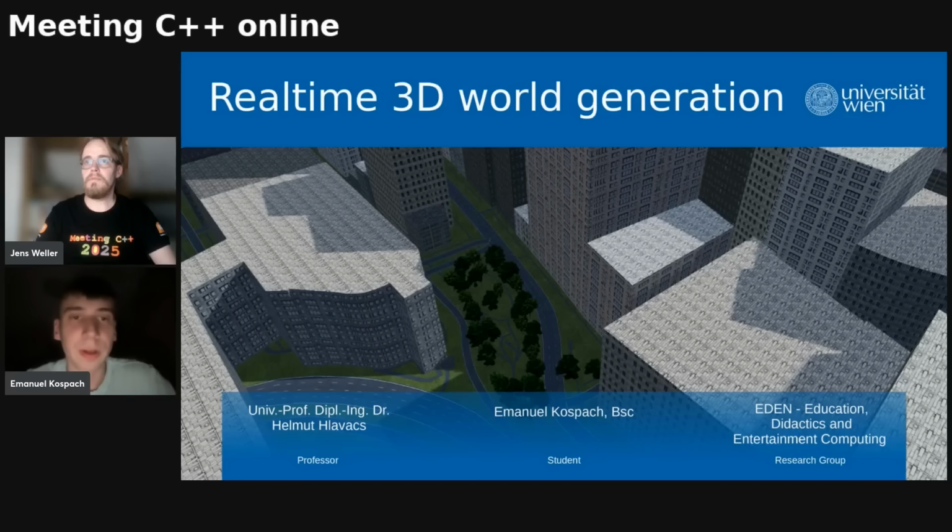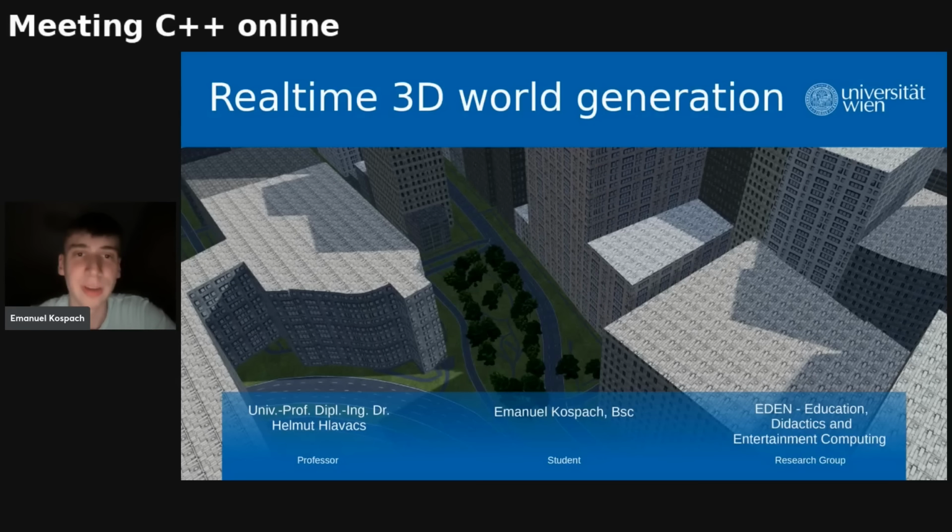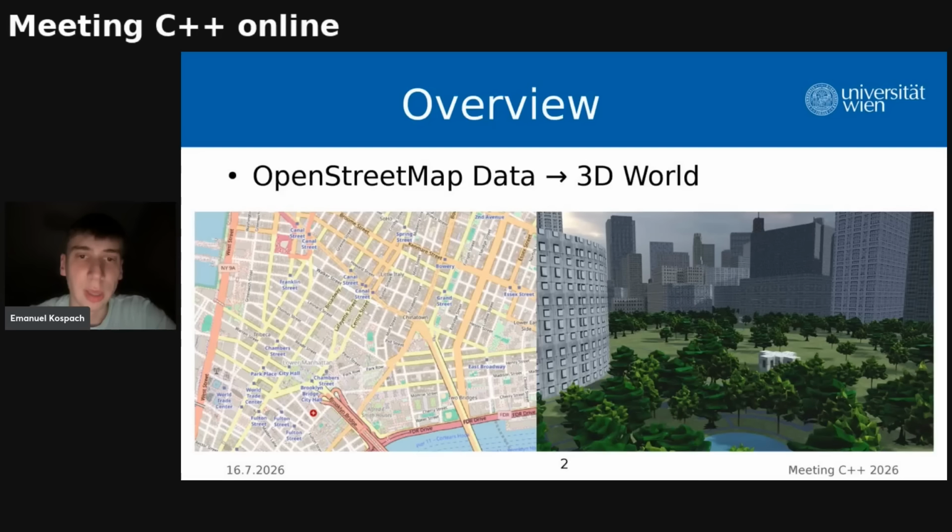Okay, so I will present my project, which is real-time 3D world generation. What it basically does is take OpenStreetMap data and convert it into a 3D world in real time, which can be explored in a game engine, and you can move the camera around and view various cities based on real data.